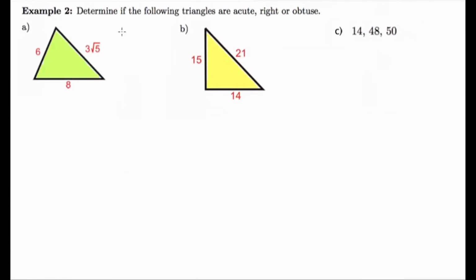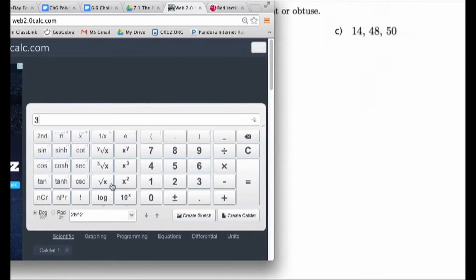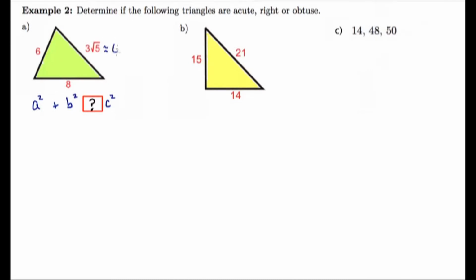So example 2, now we want to test to see if they're acute, right, or obtuse. So for part A, I'm going to set it up as a squared plus b squared, and I'll put a box here. I don't know what it is relative to c squared. So I want to find out which the largest side is here. So 3 root 5 is about 6.7. So that means I have to use 8 for c. So 6 squared plus 3 root 5 squared, and I don't know what it is actually relative to 8 squared, so I'm going to put a box.